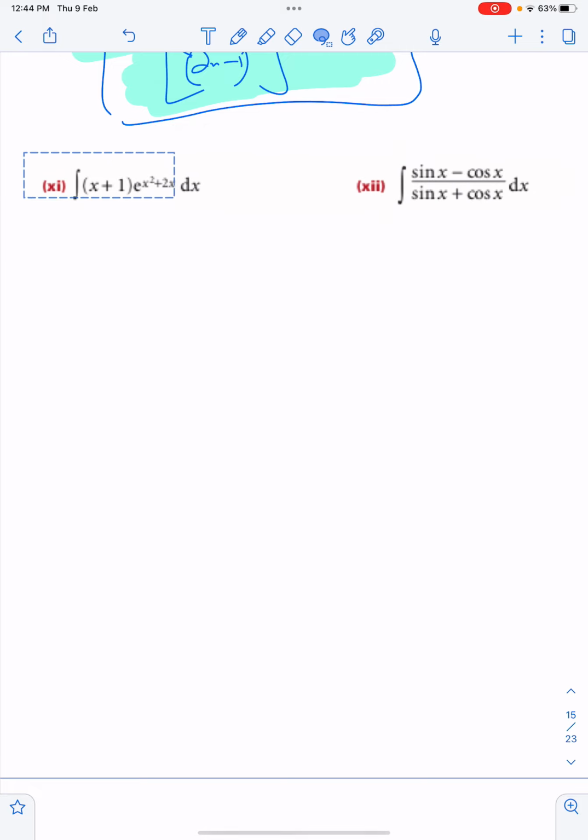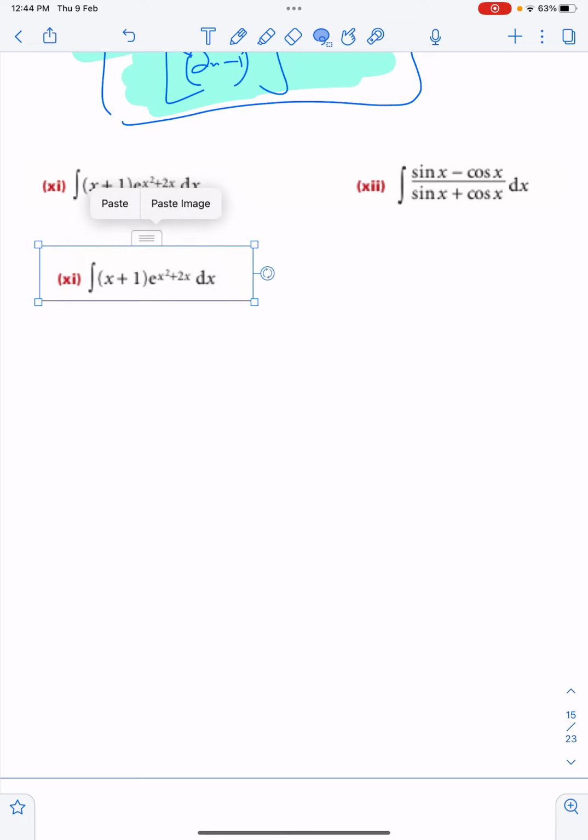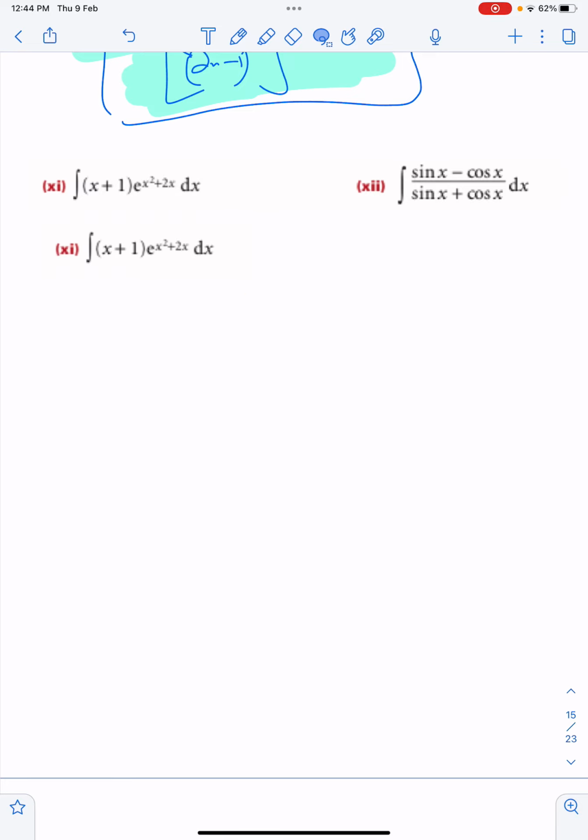Okay, let's take this one. Okay, when we see that the differentiation of the power of e, which is x squared plus 2x, is found here, the only thing is that 2 is missing. So what you can do is, since we wanted 2 here, you can add a 2 on your own. Since you added this 2 on your own, you have to multiply it by 1 upon 2, so that the effect of this has cancelled out. So you can write 1 upon 2 e to the power x squared plus 2x plus c as the final answer. Okay.